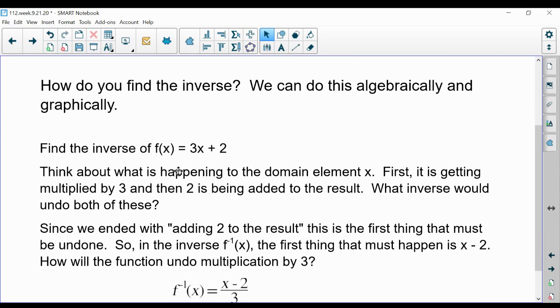So first of all, let's think about it, just number sense wise, without any algebra. How would you find the inverse of 3x plus 2? So you need to find a function that completely undoes 3x plus 2. And it's very much like tying a shoe. So think about the process that you go through when you tie your shoe.